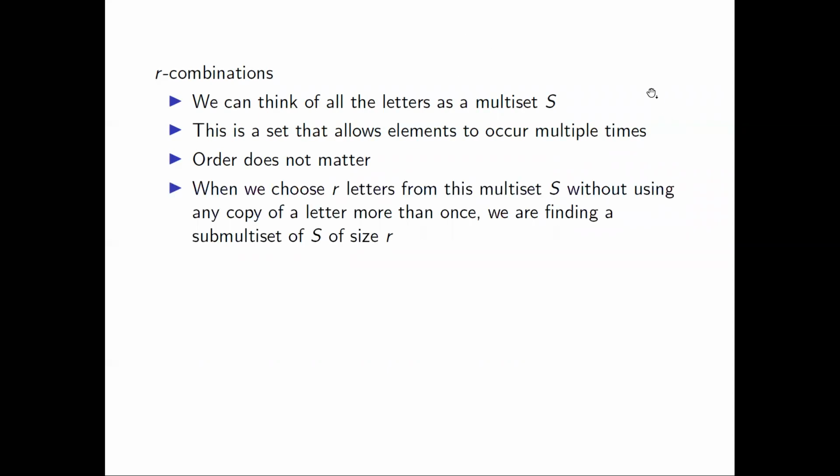When we're choosing our letters from the multiset, and we're not using any copy of a letter more than once, all we're doing is taking a sub-multiset of size R. So a sub-multiset is analogous to a subset. We can think of an analogy: sub-multiset is to multiset as subset is to set. We can even write that up here, kind of like they used to write it on the SATs. Subset is to set as sub-multiset is to multiset. So we have that analogy you can keep in mind.